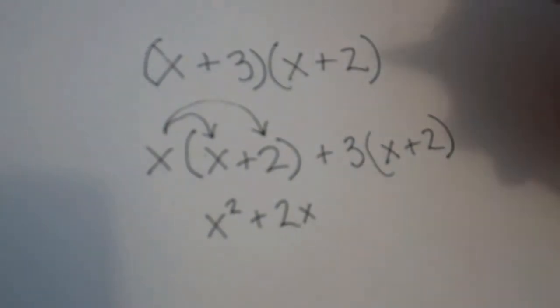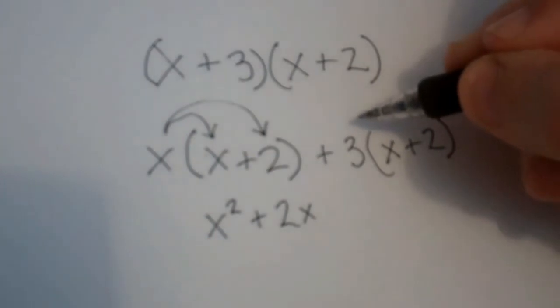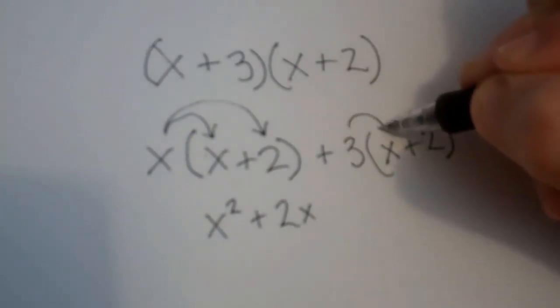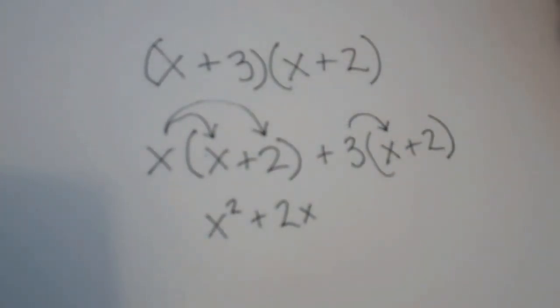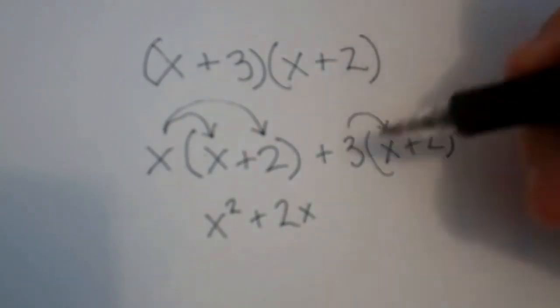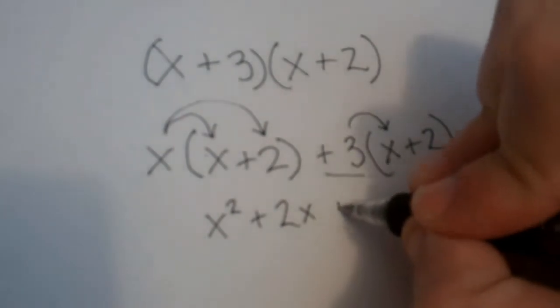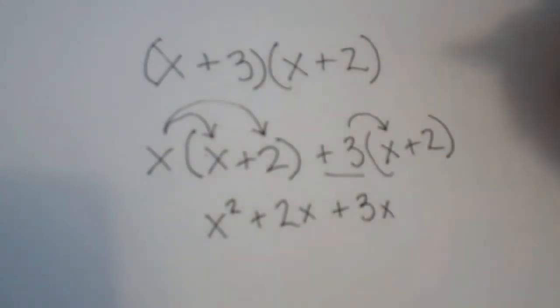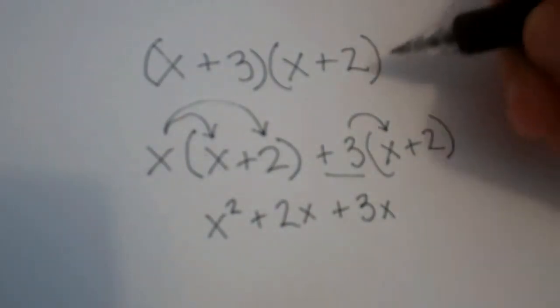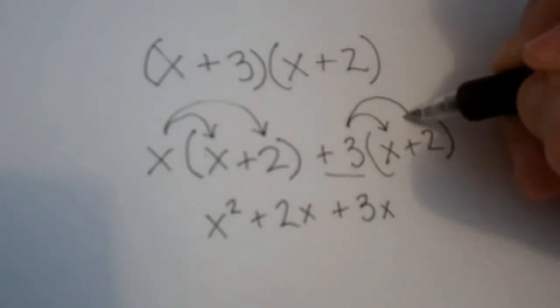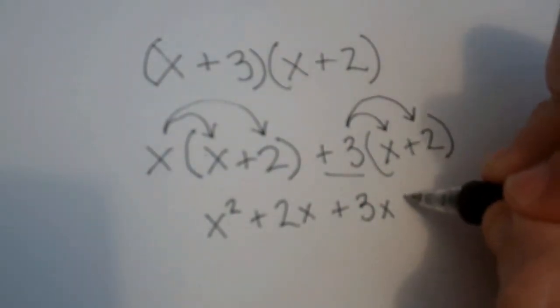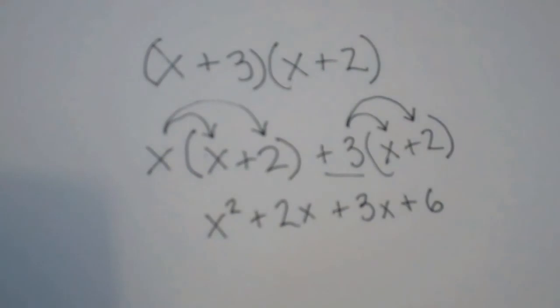Now, I must also, I notice, distribute the 3 to each of the items in this set of parentheses. So if I multiply 3 by x, or in this case, positive 3 by x, I have positive 3x. If I then multiply positive 3 by positive 2, I then have a positive 6. But wait, am I quite finished yet?